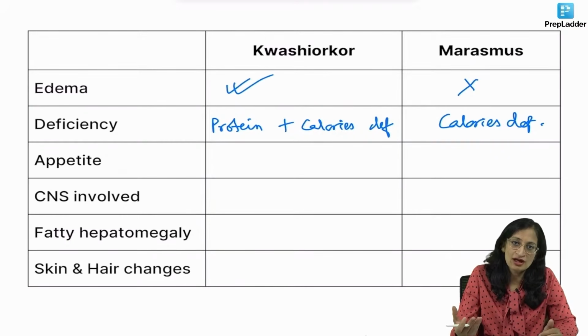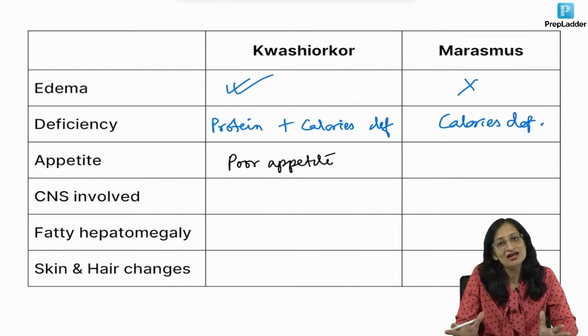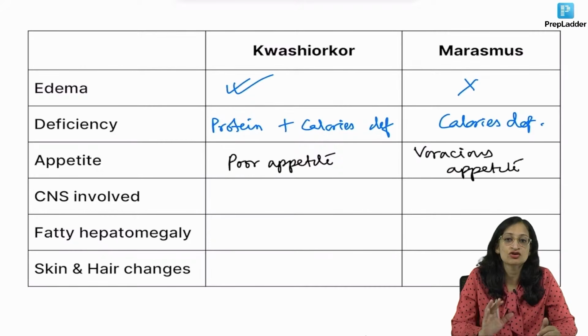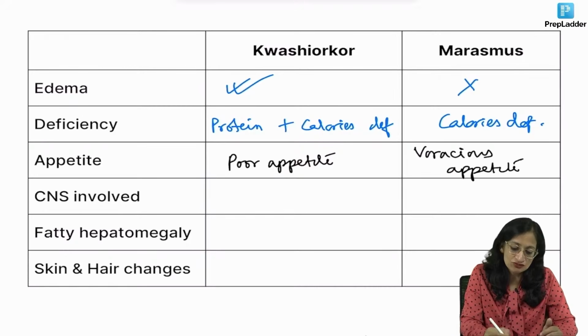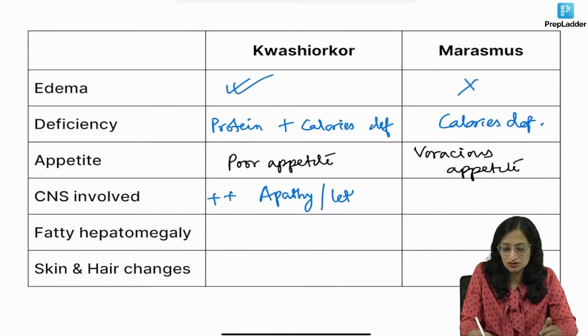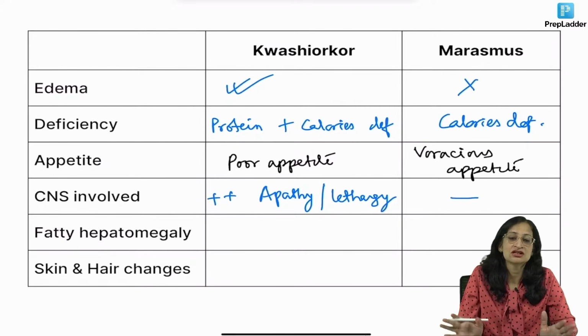Appetite. What about appetite? In kwashiorkor, the baby has a very, very poor appetite. The baby does not want to eat anything at all. But in marasmus, the child has a voracious appetite, wants to eat anything that comes in front of the baby. Voracious or very good appetite. CNS involvement is present in kwashiorkor. So, the baby has apathy or lethargy. The baby is not interested in surroundings. But in marasmus, as such, you do not have CNS involvement.